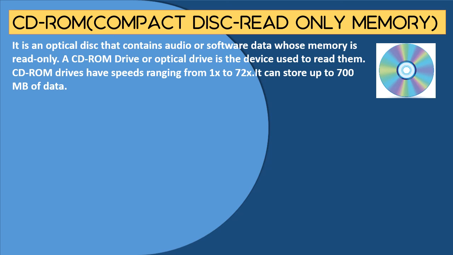CD-ROM, compact disc read-only memory. It is an optical disc that contains audio or software data whose memory is read-only. A CD-ROM drive or optical drive is the device used to read them. CD-ROM drives have speeds ranging from 1x to 72x. It can store up to 700 MB of data.